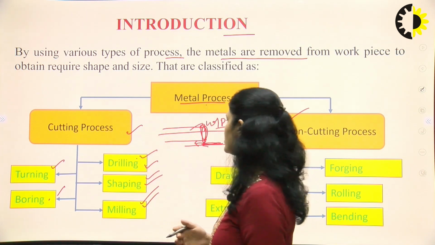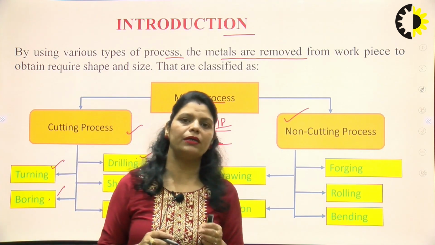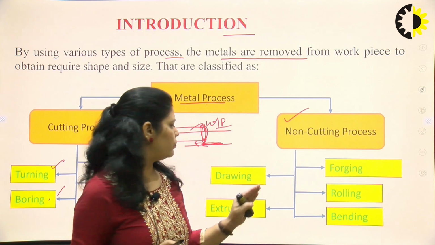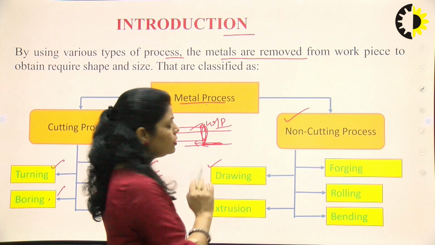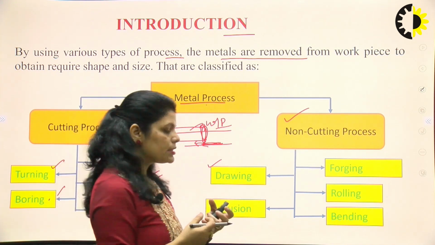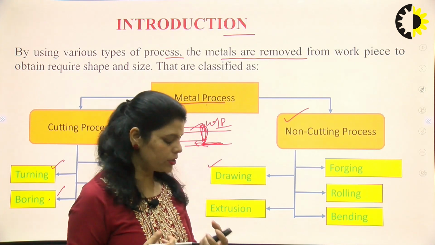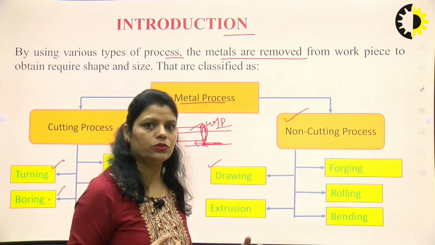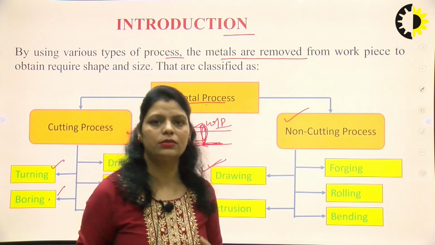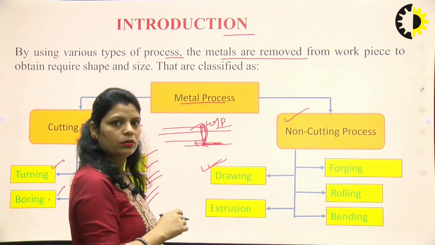Then we come to the non-cutting operation, which means we are providing the shape and size to a workpiece, but we are not removing any material from it. For example, the drawing operation. In the drawing operation, tensile forces are acting. We use the tensile forces, and the workpiece is stretched and obtains the required shape and size, which means it becomes thinner.